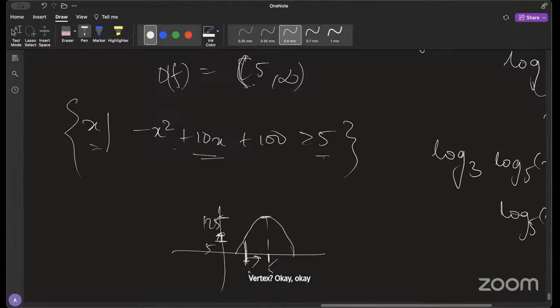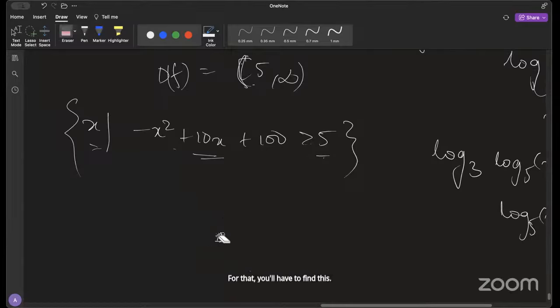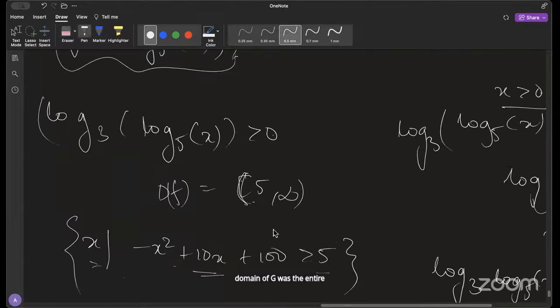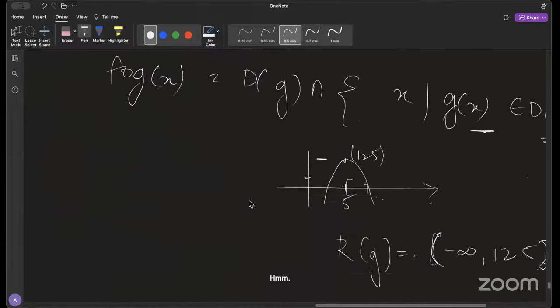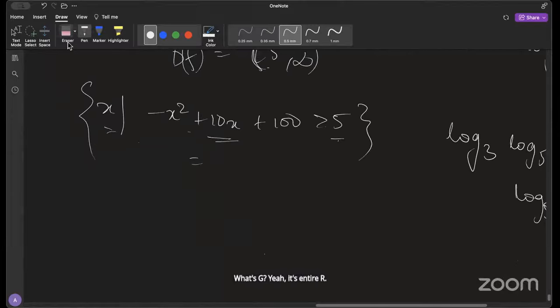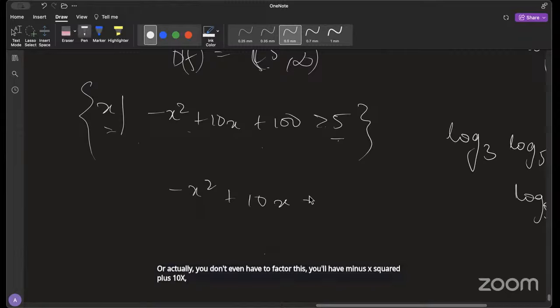What is the domain of FOG then? For that, you'll have to find this. Domain of G was the entire R, right? Yeah, it's entire R. For this, let's do this. Can we factor this? Or actually, you don't even have to factor this. You'll have minus x square plus 10x plus 95 greater than 0.